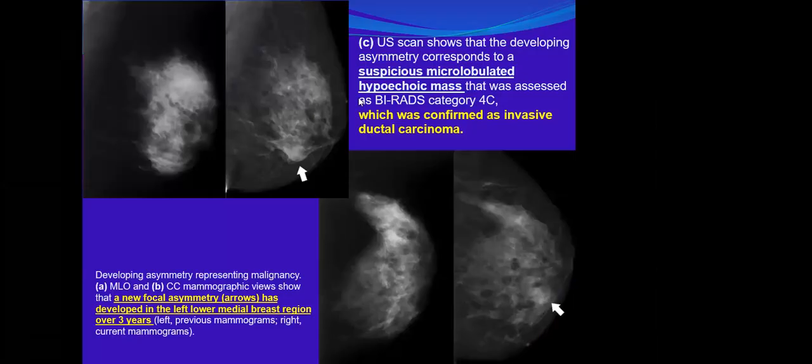Okay, so what is going on here? This is MLO, two MLOs, and this is the CC view. This is previous and now. So we are dealing with developing asymmetry, very clear, very obvious. Ultrasound demonstrates a hypoechoic mass. It was assessed as BI-RADS 4C and confirmed to be ductal carcinoma.